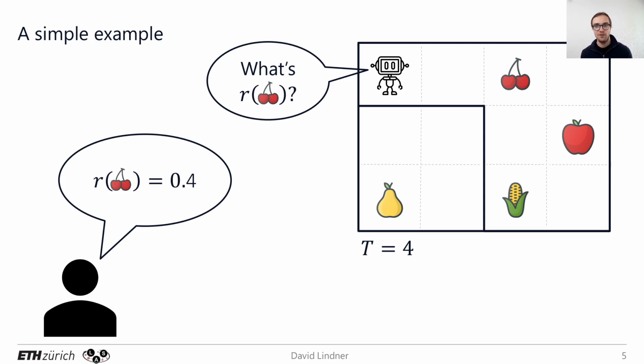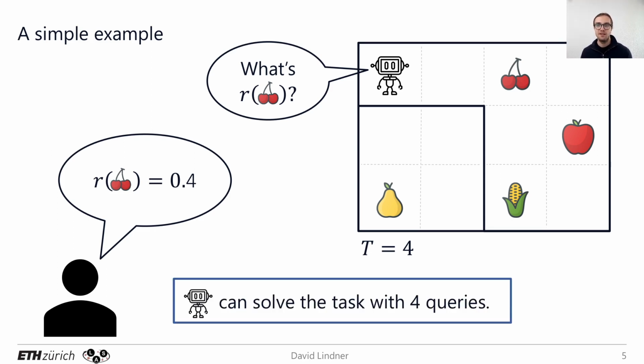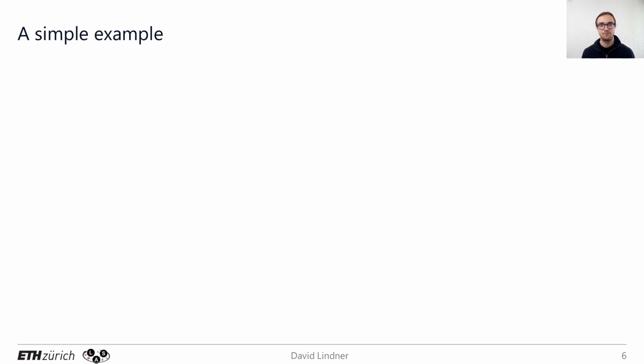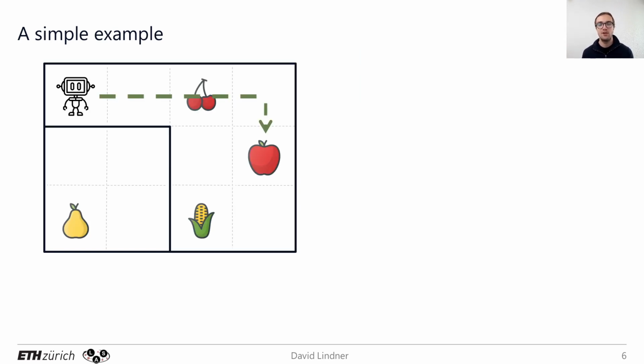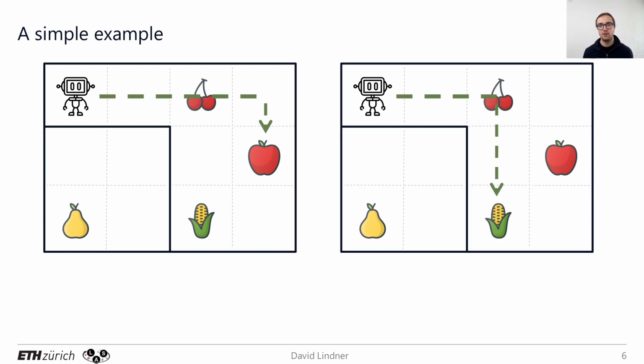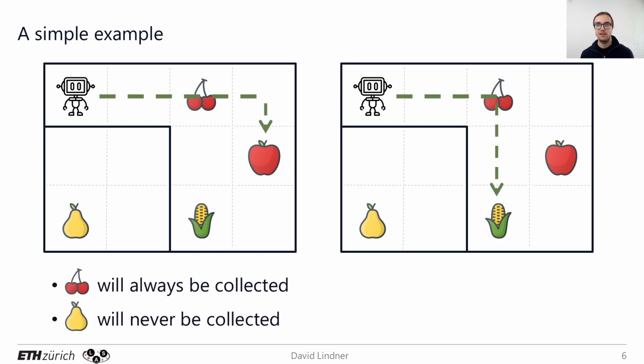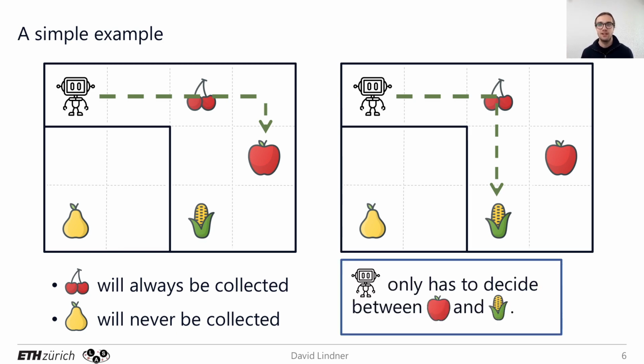Well, if the observations are noise-free, it can solve the task using 4 questions by simply asking the user about all items in the environment. However, it turns out the robot can do much better if it considers the environment dynamics in more detail. So if we assume that collecting more food is always better, then there are only 2 policies that are potentially optimal, either collecting the cherry and the apple or collecting the cherry and the corn. Importantly, the cherry will always be collected because it's on the way to collecting something else, and the pear will never be collected because it's not reachable for the robot. This means the robot can find the optimal policy with only 2 queries to the user, namely asking about the apple and asking about the corn.